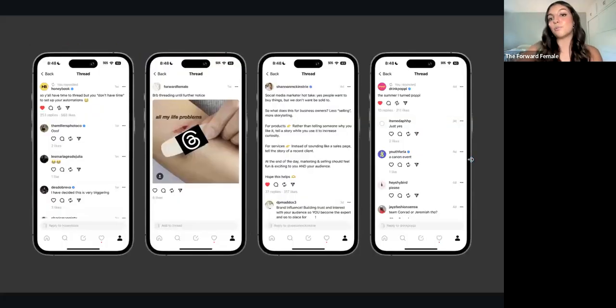I pulled some examples of ways to not take it too seriously, and also a way to show up a little bit more seriously and more niche on your account. So HoneyBook, if you're not familiar, we love HoneyBook. That's our CRM system that we use. And so they said, do y'all have time to thread, but you don't have time to set up your automations. So it's still relevant to what they do and what they offer. And it's funny and just really lax. So it's still branded. We shared one that was kind of like a meme, BRB, threading until further notice. This was the day that Threads came out. All my life problems are fixed by Threads. So just be funny, silly, that kind of thing.